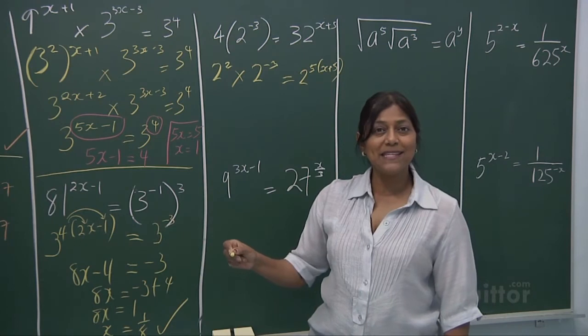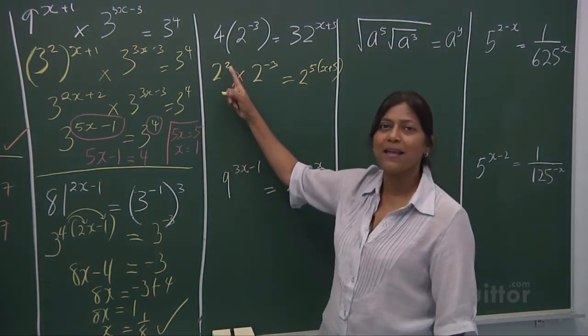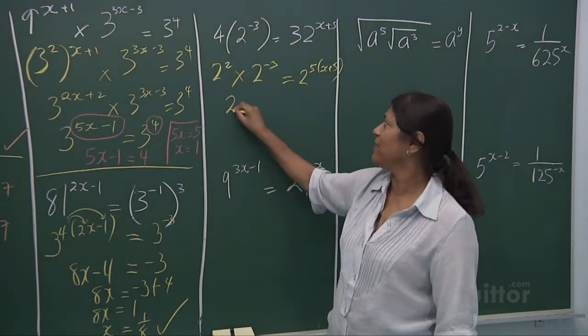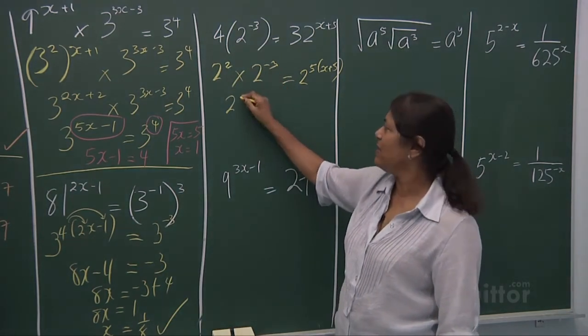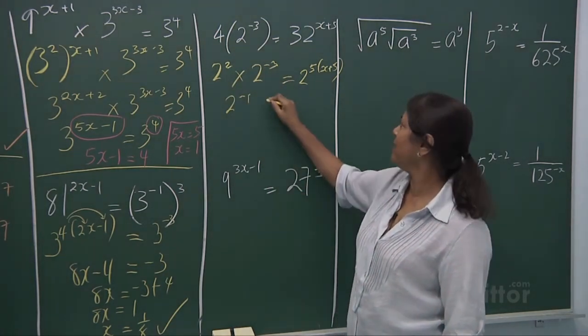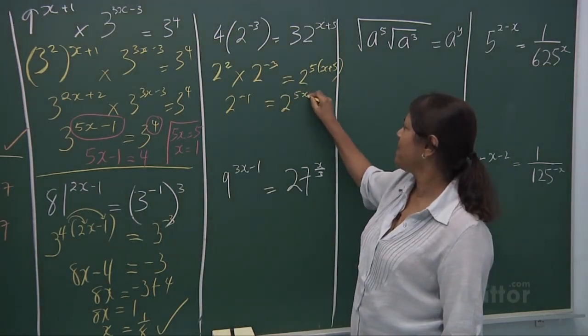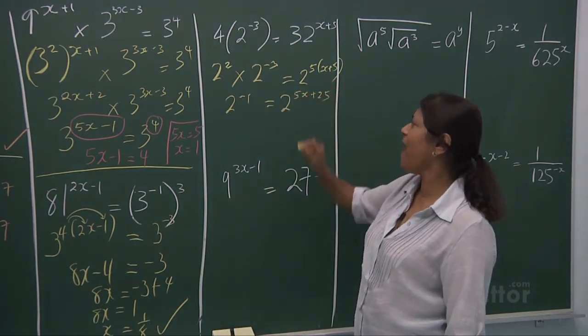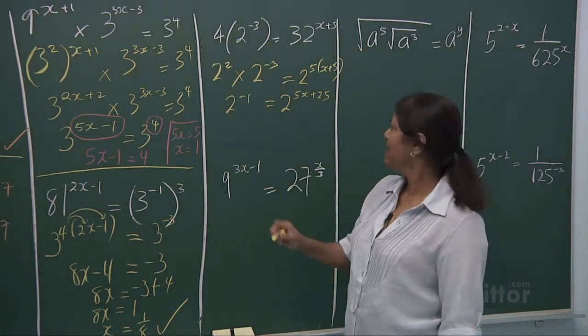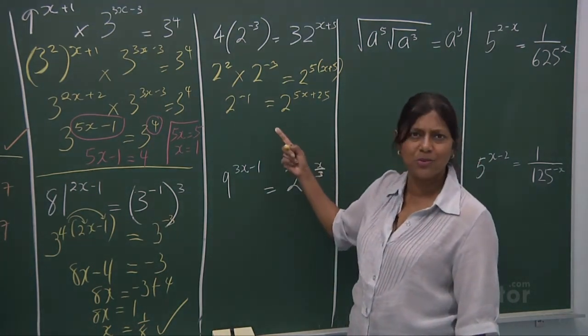Remember the laws of indices again. When you multiply, you add the powers up. 2 plus minus 3, you get a minus 1. Here, power. You've got 5x plus 25. Right? So these are both 2.